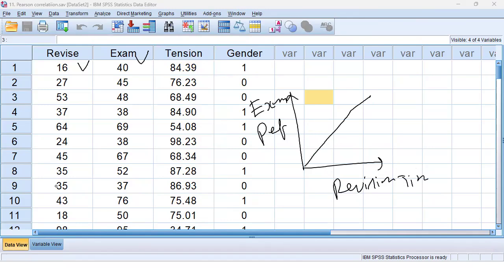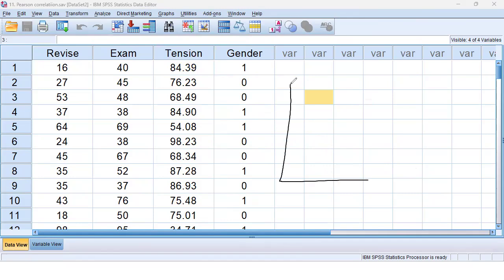Another relationship, if we see here, the y and x, exam performance and exam tension. So there is a negative relationship, because more exam tension, your performance is low. Less exam tension, your performance is high. So here there are two types of data. One is positive correlation and another is negative correlation.